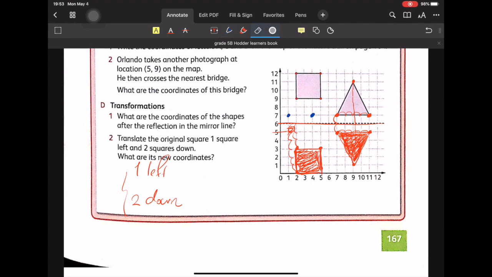So I don't need these ones. Let's go for this corner. 1 left, 2 down. And 1 left, 2 down. So this is going to be our square. We don't need these actually. So the blue square is the translated form of the original square by 1 left and 2 down.